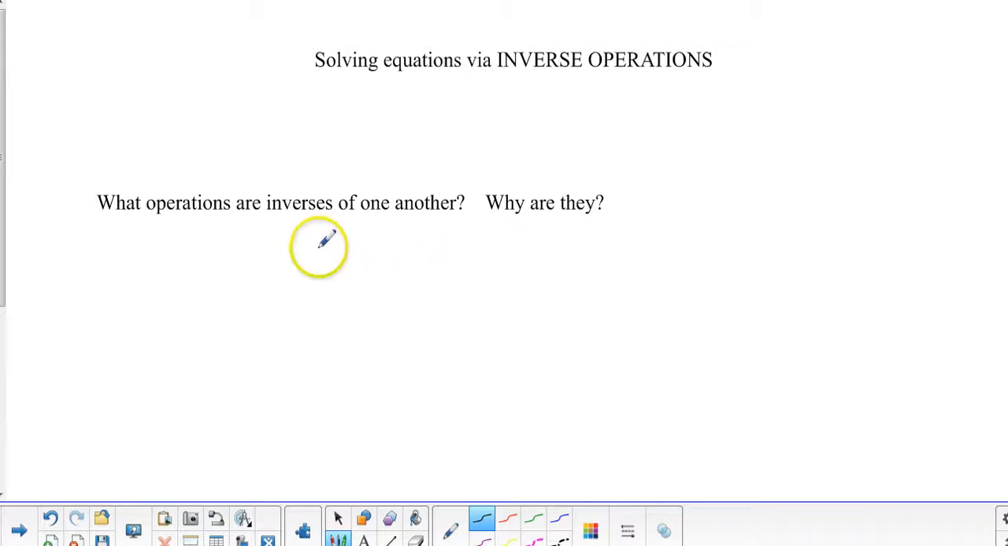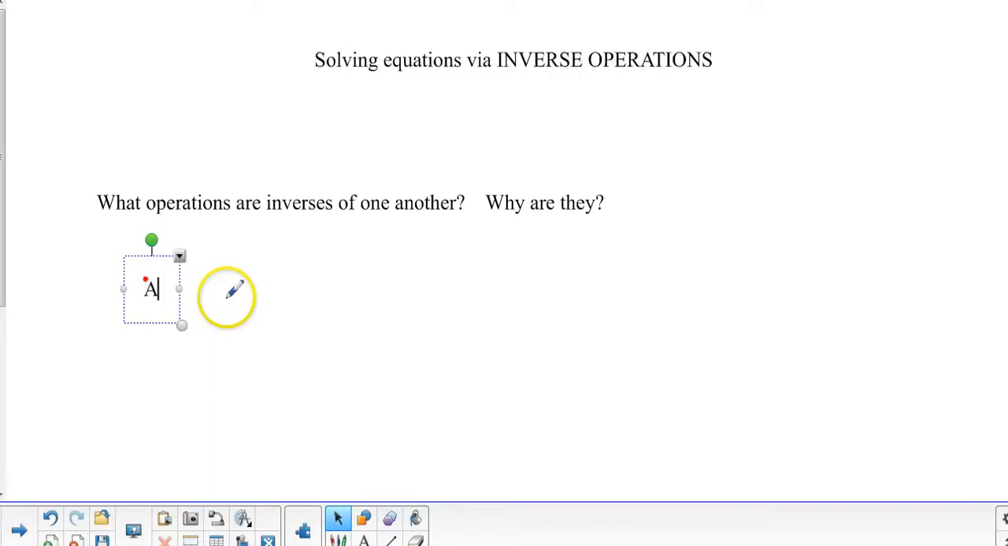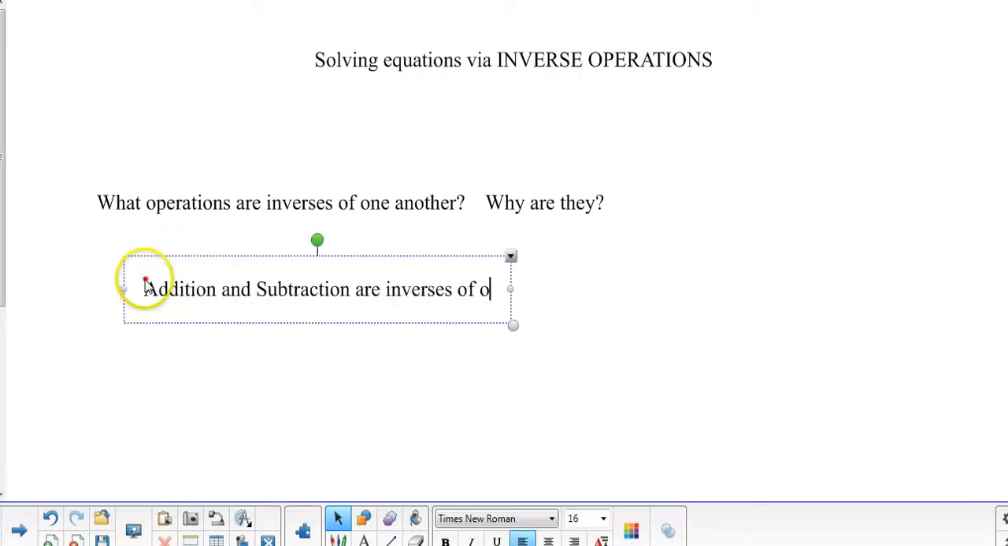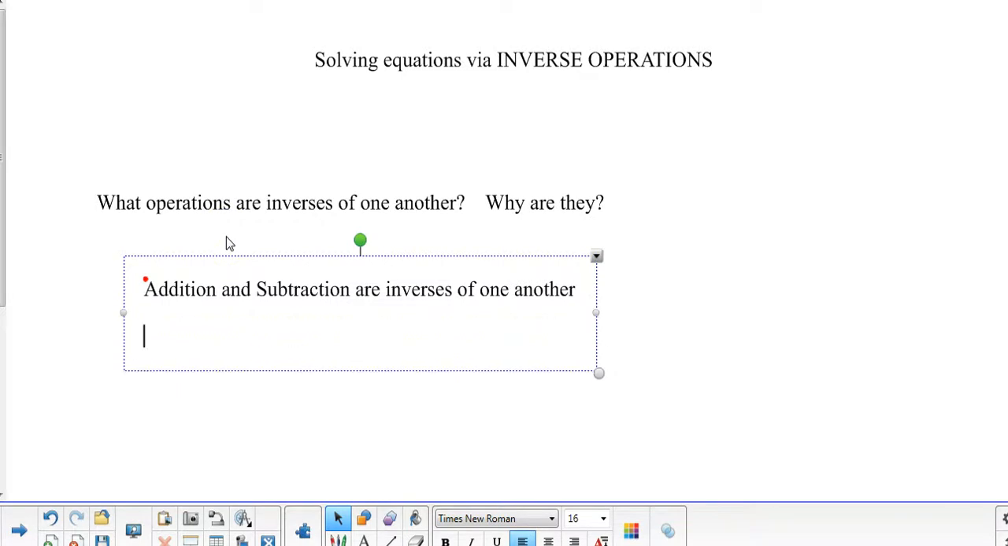Okay, so I think that's definitely right. Addition and subtraction are inverses of one another. And multiplication and division are inverses of one another. Very good.